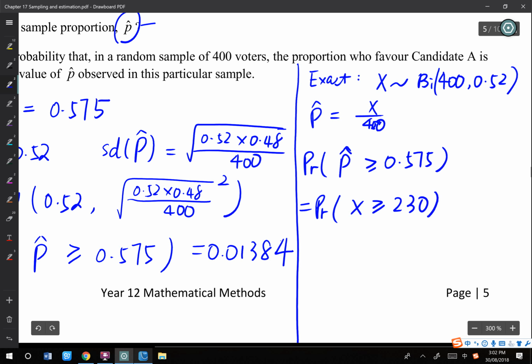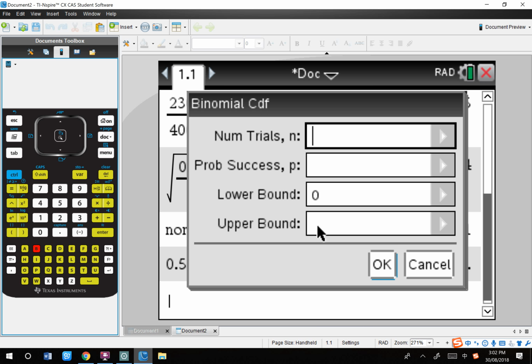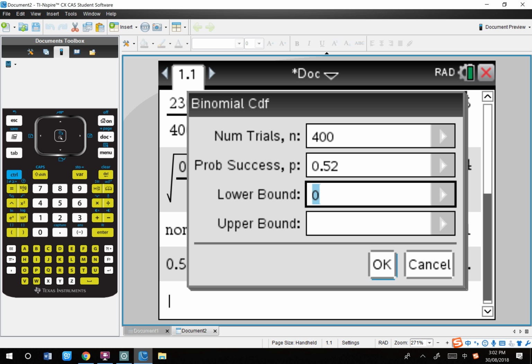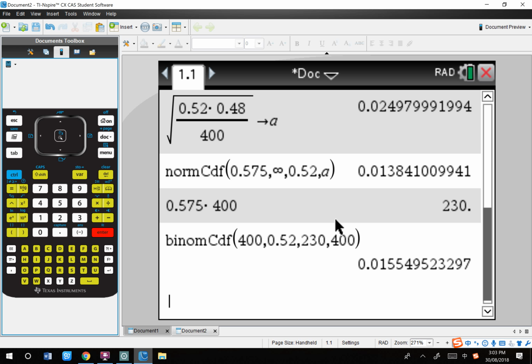Now, because P hat is X over 400, we times 400 on the other side, so X is greater than or equal to 230. And I can use binomial CDF to work on that. I have 400 trials. Success rate is 0.52. Lower bound is 230 and upper bound is 400. Press enter. I have 0.01555.